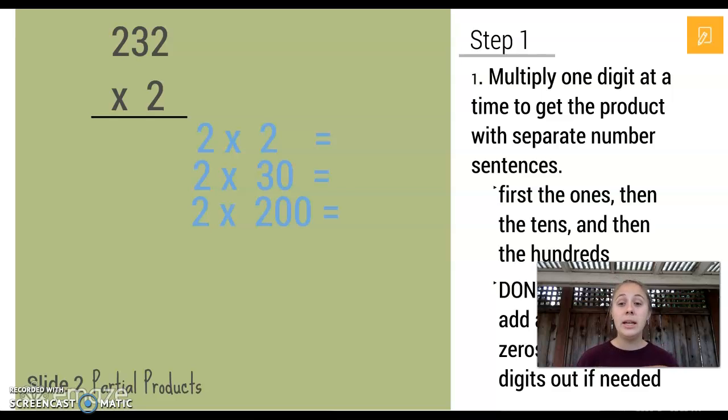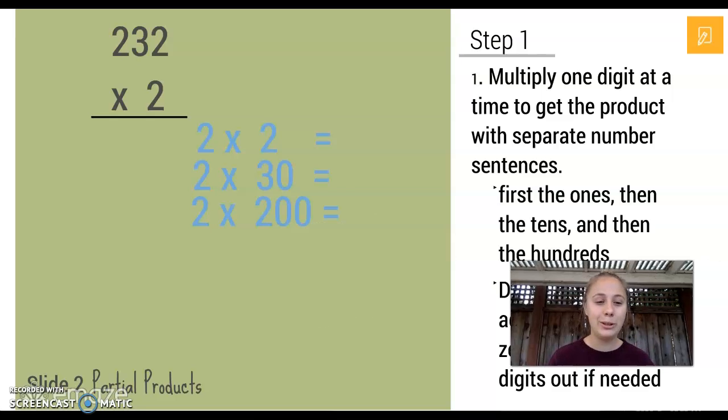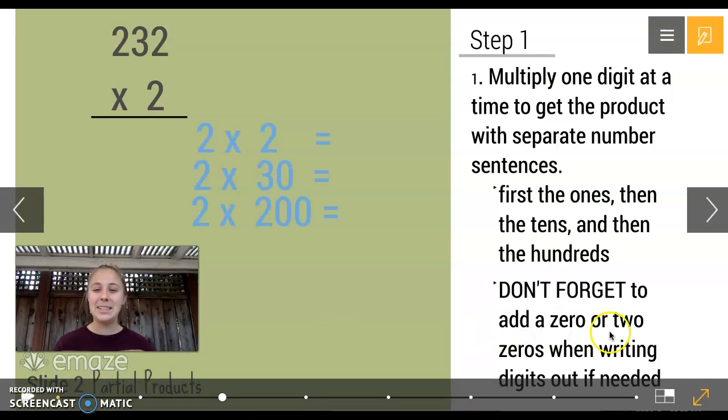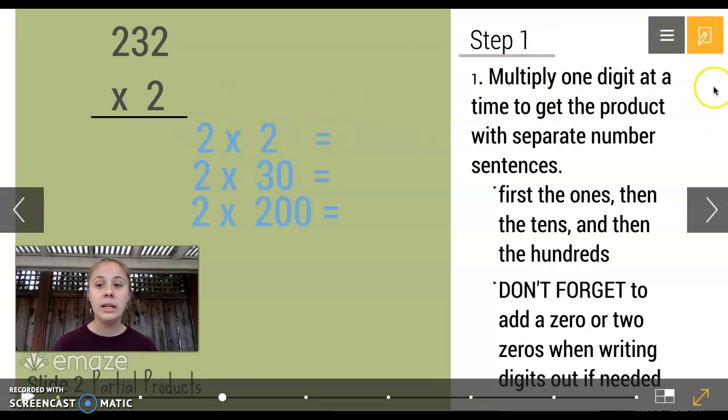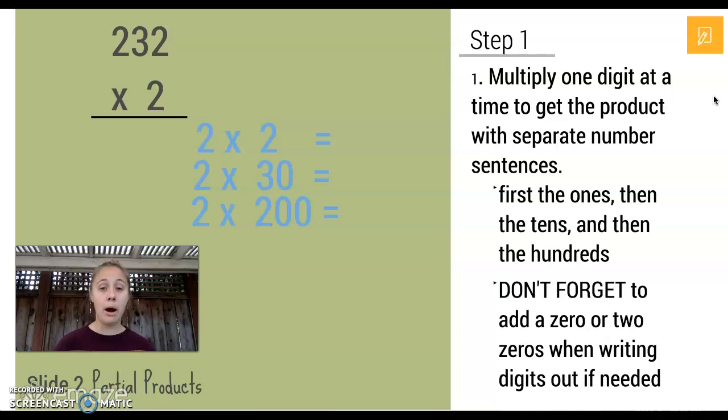Let me move this so you can read the steps. Step 1 is to multiply one digit at a time to get the product of all of those number sentences, with separate number sentences. So you use the 2 and you multiply it times each place value. You multiply it by the ones place value, like I have on the top here, that's 2 times 2. That's the 2 from the bottom of the multiplication number sentence, and then the 2 from 232.